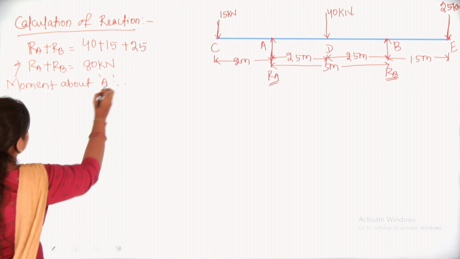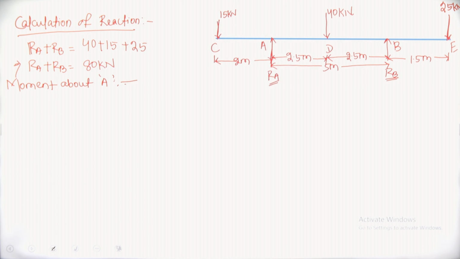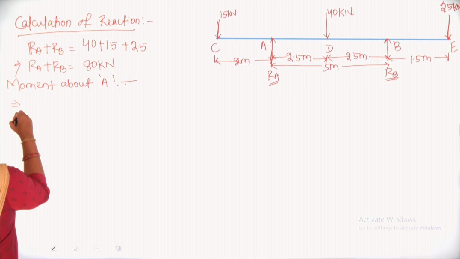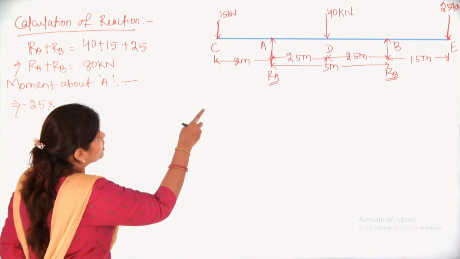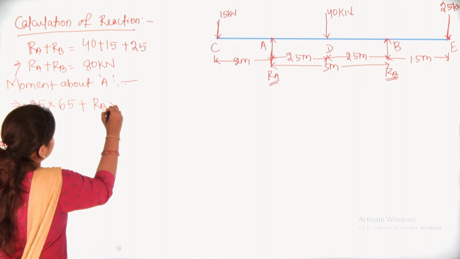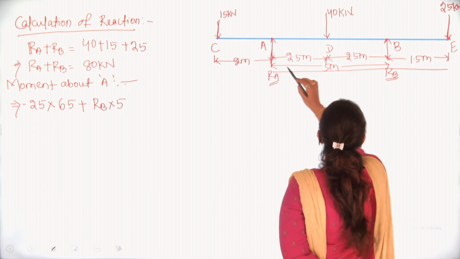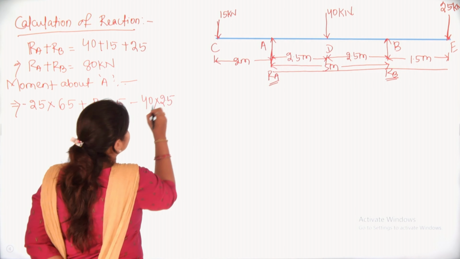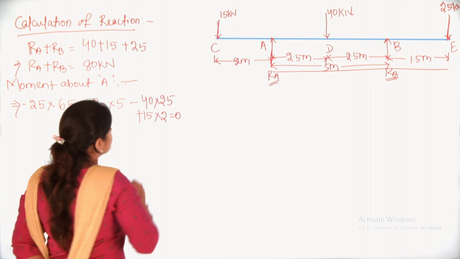Okay. Now let's take moment about A. So we will have moment about point A. Here you can see this 25 kilonewton will be multiplied with the distance. 25 will have a negative sign. 25 will be multiplied with 6.5 meter, then plus RB into 5, and minus 40 into 2.5, then plus 15 into 2 is equal to 0.